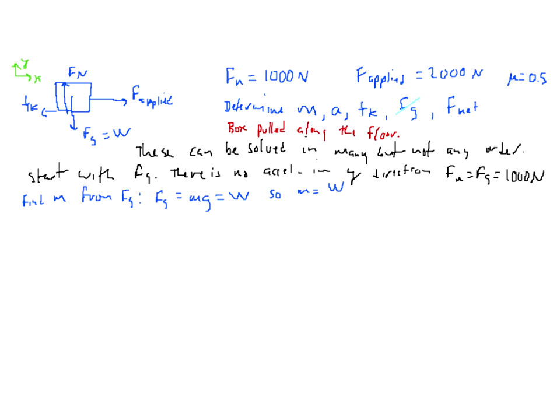So M equals W over G, or 1,000 newtons divided by, and just to make the numbers easy here, 10 meters per second squared. So that's going to be equal to 100 kilograms. So now we've got that one.